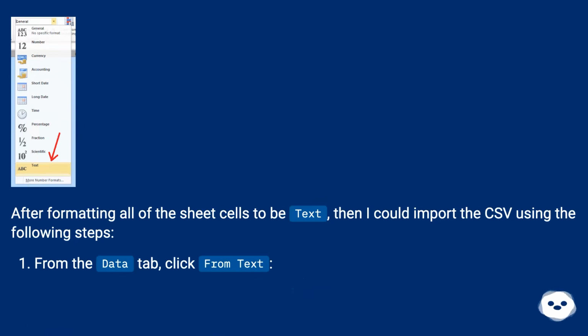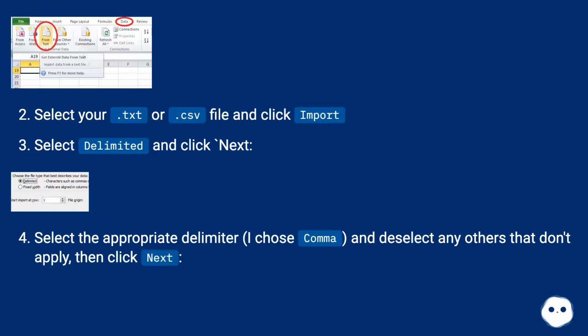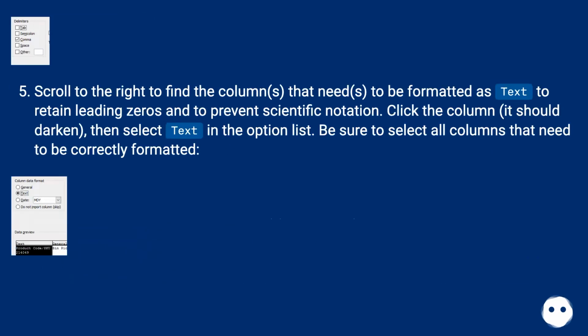From the Data tab, click From Text. Select your .text or .csv file and click Import. Select Delimited and click Next. Select the appropriate delimiter, I chose comma, and deselect any others that don't apply, then click Next. Scroll to the right to find the columns that need to be formatted as text to retain leading zeros and to prevent scientific notation. Click the column, it should darken, then select text in the option list. Be sure to select all columns that need to be correctly formatted.